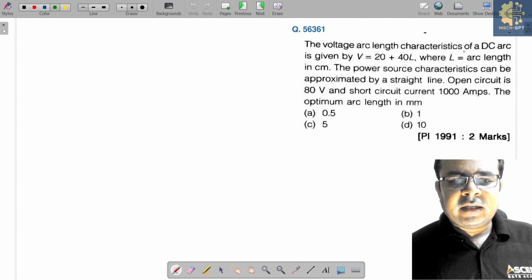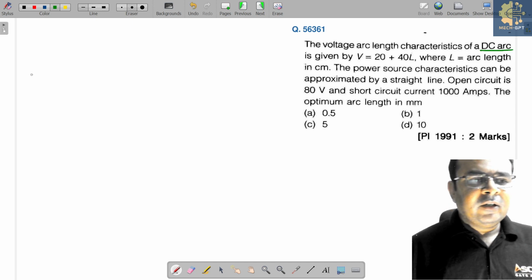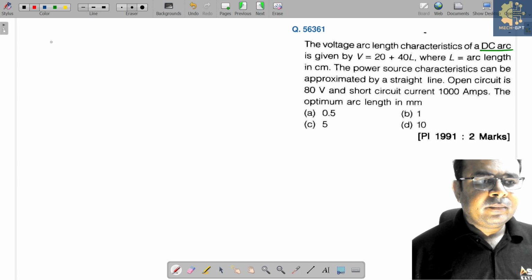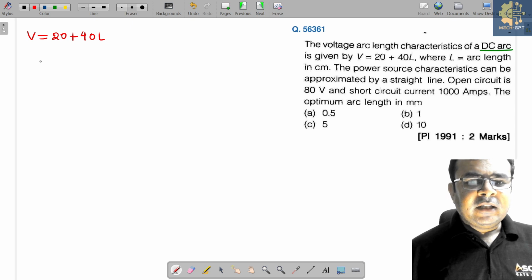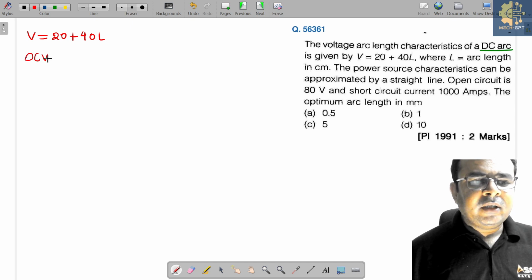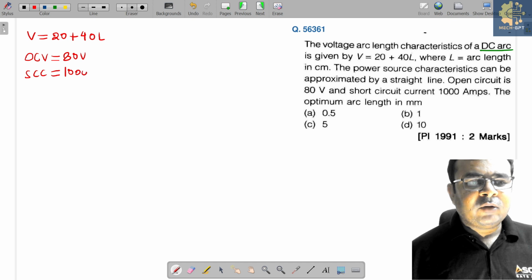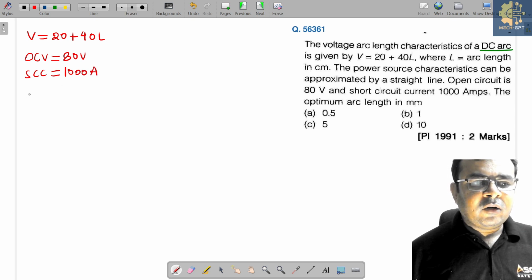The voltage arc length characteristics of a DC arc is given. Here V is equal to 20 plus 40 times L, where L is the arc length in centimeter. The power source characteristics can be approximated by a straight line. The open circuit voltage is given as 80 volt, and the short circuit current is given as 1000 ampere. Here we need to find out the optimum arc length in millimeter.